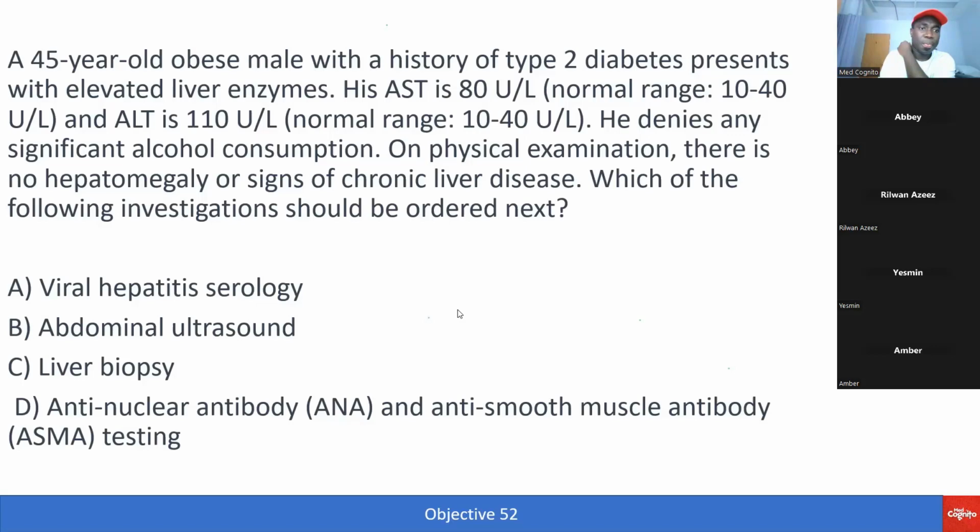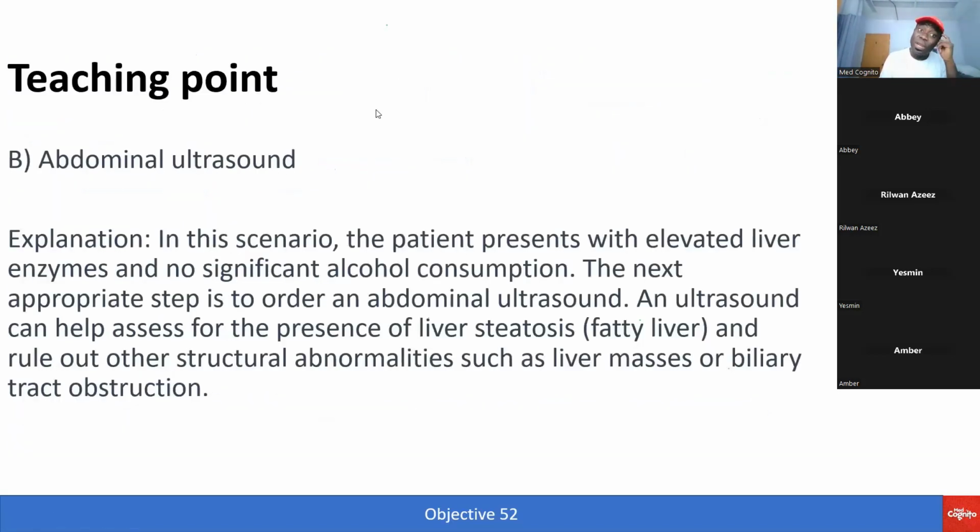Anti-neutral antibody and anti-smooth muscle antibody. Because it is a different answer. Linda is going for B. So why are you going for C? Liver biopsy right away? You've not even done anything for the patient. You have to do an abdominal ultrasound.